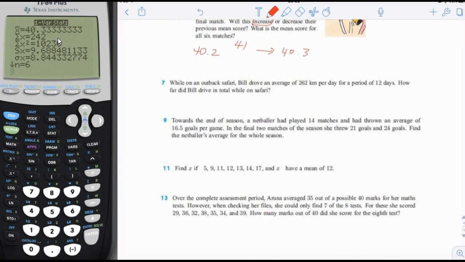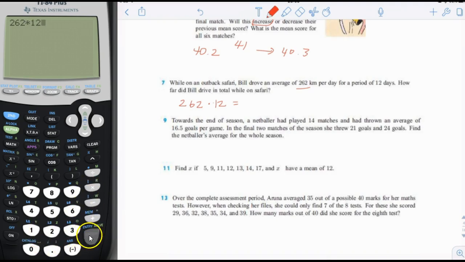7. While on an Outback safari, Bill drove an average of 262 kilometers per day for a period of 12 days. How far did Bill drive in total while on safari? Okay, so if he drove 262 per day on average for 12 days, then to get the total, even though we don't know his totals per day, if we know that he drove 262 on average per day, then we can actually just do that multiplication. It'll give us the right answer. So 262 per day times 12 days, the total is going to be 3144.